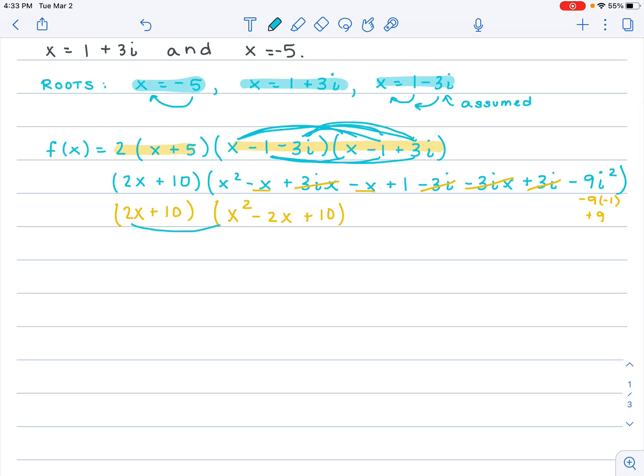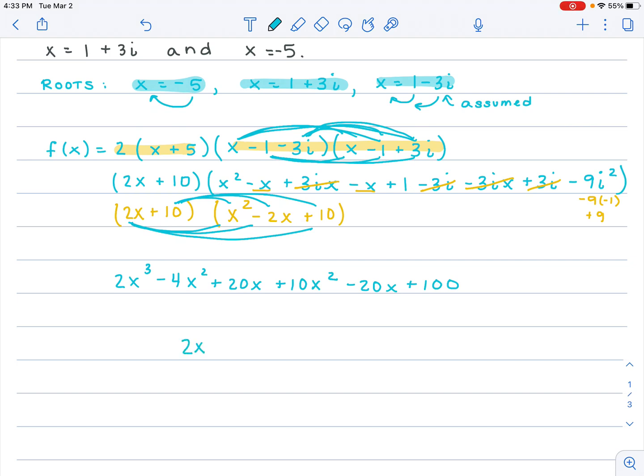Now I can distribute this around, so I'm going to do 2x times x squared. That's 2x cubed. 2x times negative 2x is negative 4x squared. 2x times 10 is 20x. 10 times x squared is 10x squared. 10 times negative 2x is negative 20x. And 10 times 10 is 100.